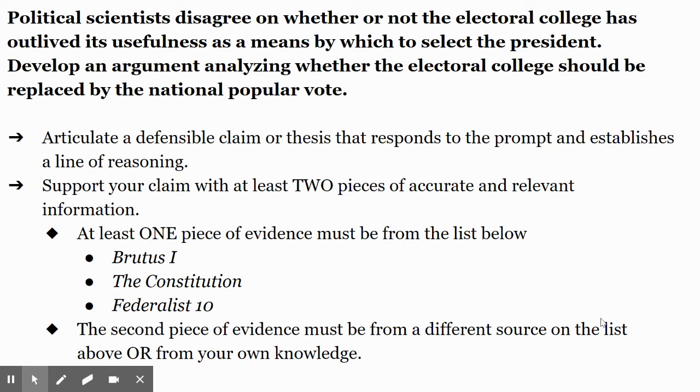And then a second piece of evidence can be from a different source on the list or from your own knowledge. I think if you can give it from both 2 sources on the list, that's always best. But it doesn't have to be. It could be something that you could use.